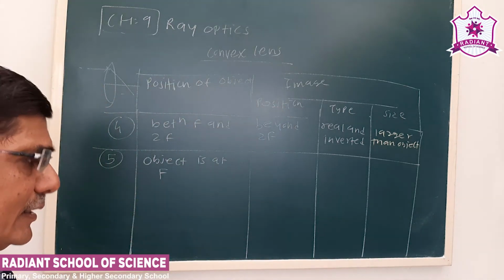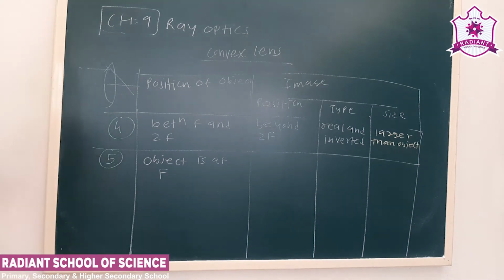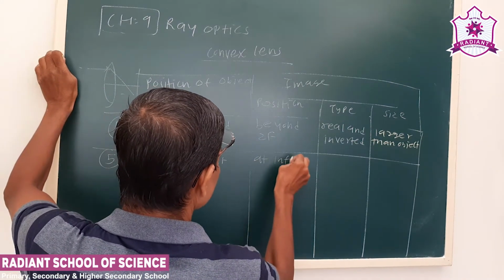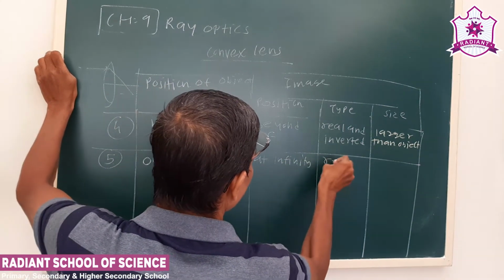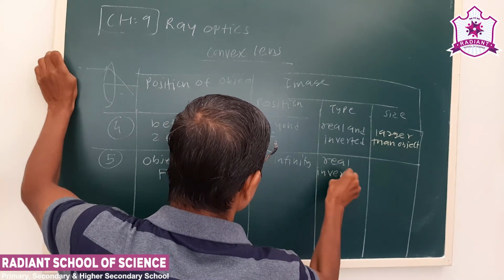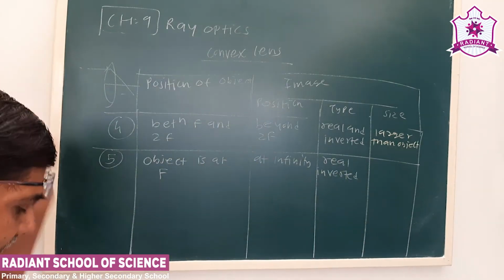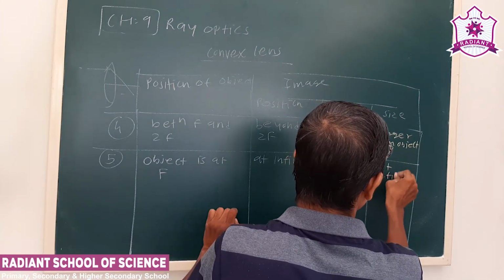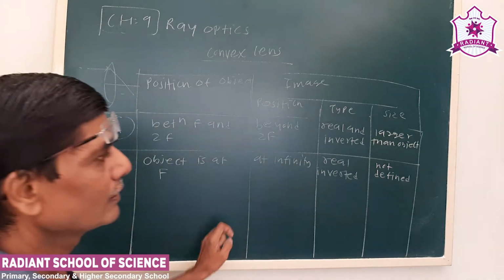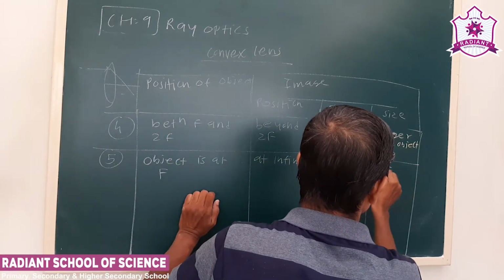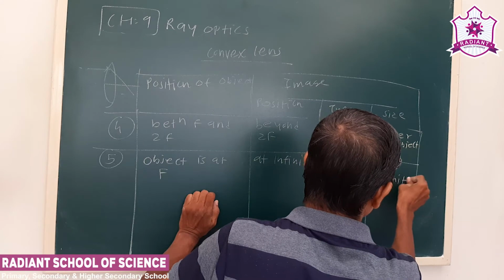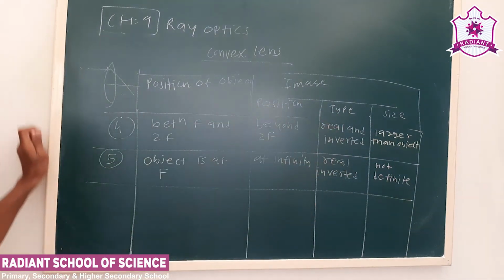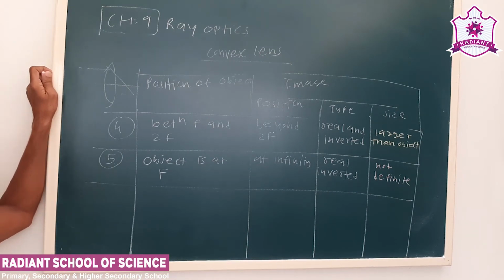And the image was highly diminished or point-like. Now when the object is at f, the image will be at infinity. It will be real and inverted, but the size of the image will not be definite. Why? Because the image will be formed where it will be concentrated or focused. Now these are the 5 cases where we get a real and inverted image.